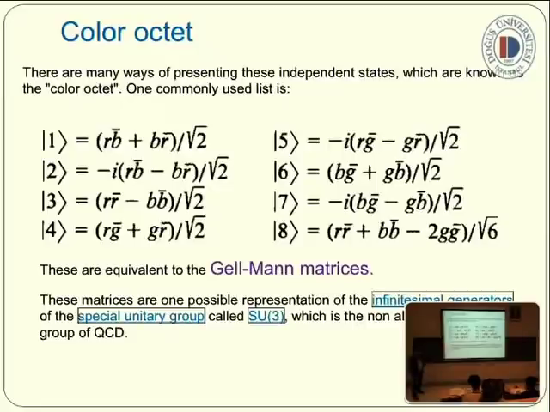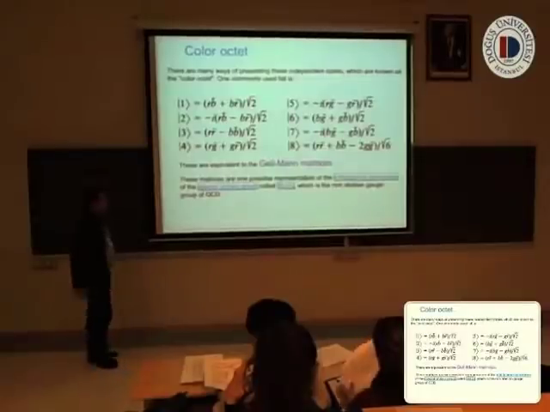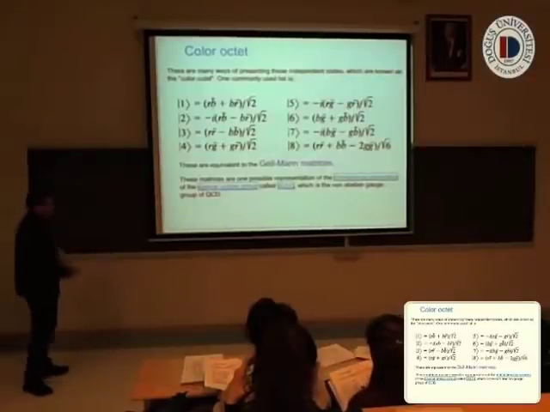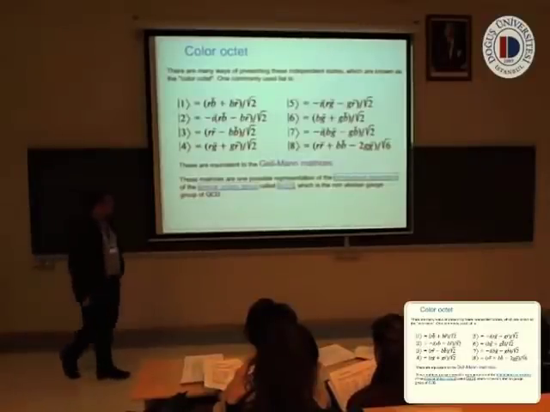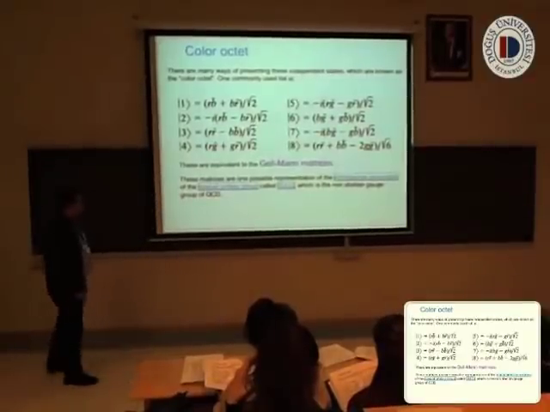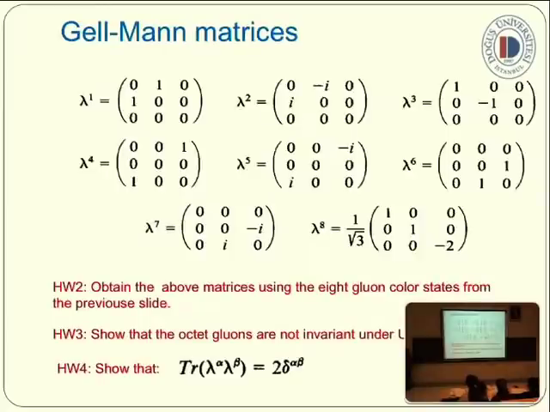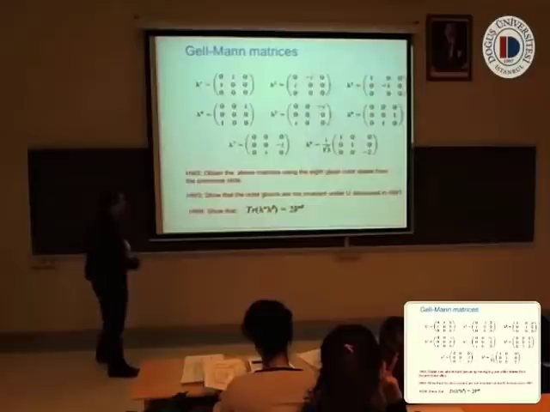And for color octets, there are many ways to represent the color octet. This is the one listed which is commonly used. Here you see 8 columns, 8 states which are independent from each other, and each one is equivalent to a Gell-Mann matrix here. And the Gell-Mann matrices are the generators of SU(3) color gauge symmetry. So if you get the matrix representation for the Gell-Mann matrices for gluons, you get these 8 Gell-Mann matrices here, and as the second homework, I want you to obtain the Gell-Mann matrices using the 8 gluon color states from the previous slide.